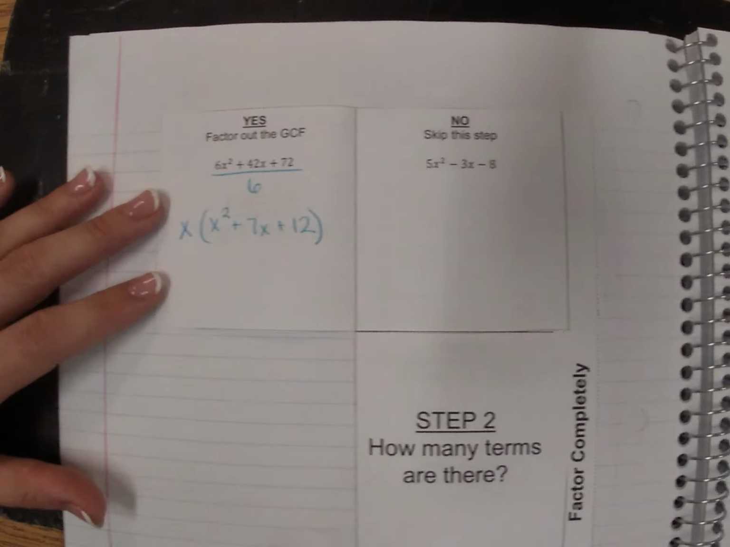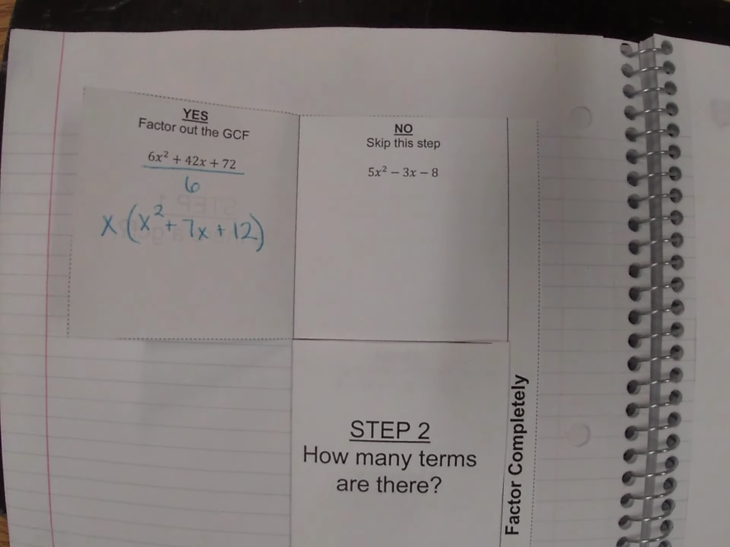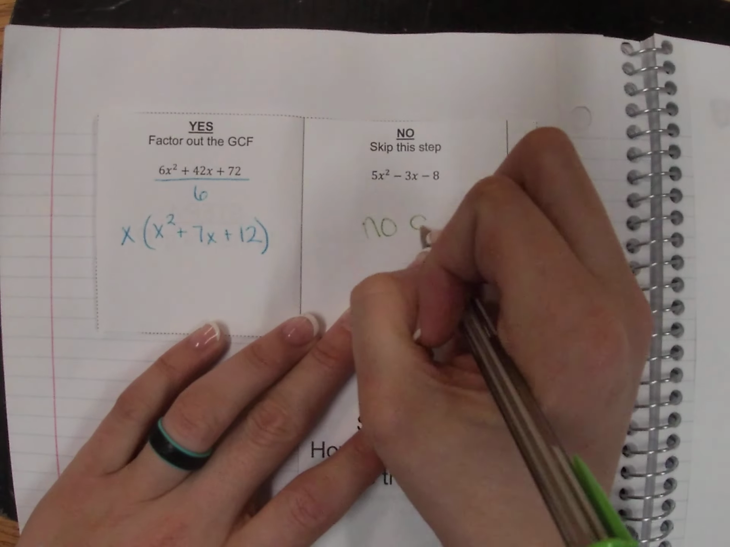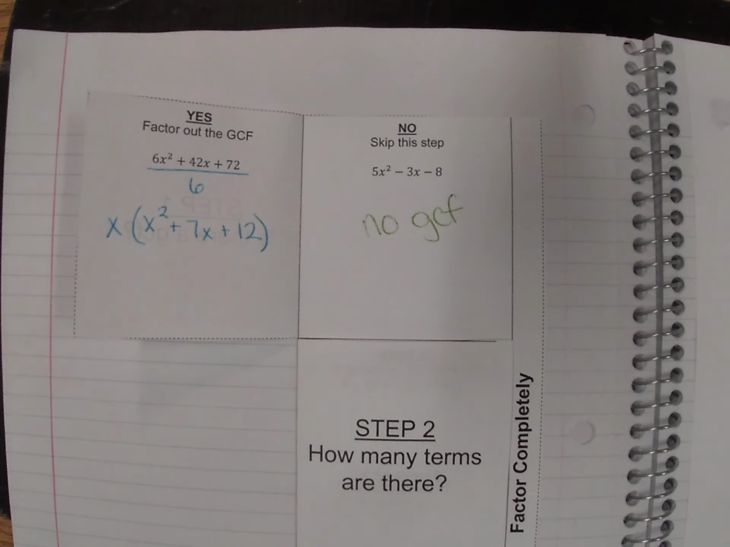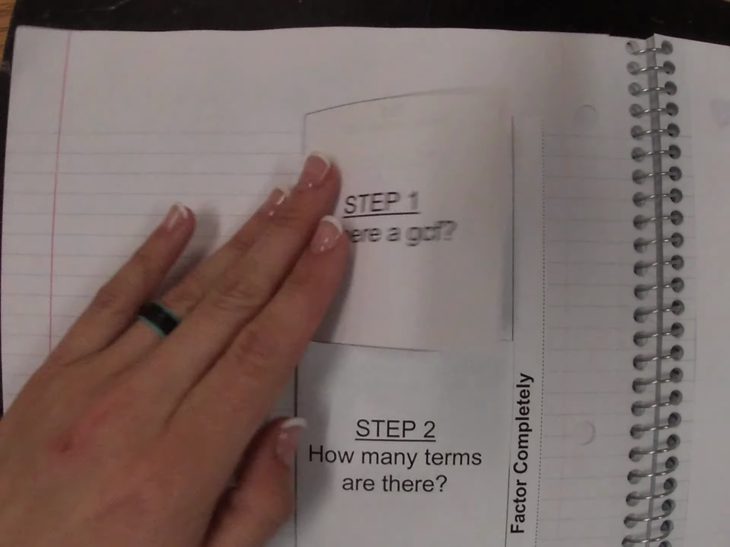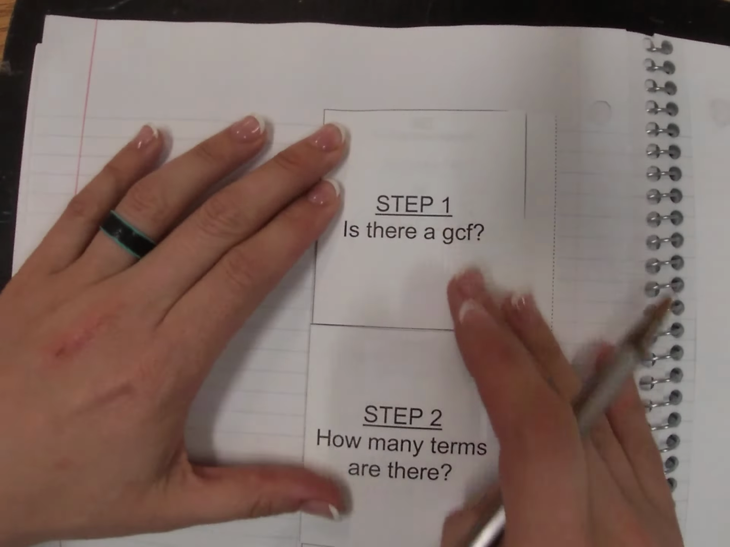Now, if we're given something like 5x squared minus 3x minus 8, when we ask ourselves, is there a GCF, and we look at the problem and ask, is there something that will go into 5, 3, and 8? The answer is no, there's no GCF, and so we would just skip that step. And then we would move on to the next question.